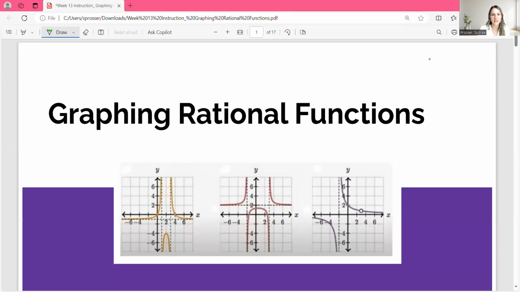Hey everyone, so this video is on graphing rational functions. This ties everything together that we've been learning: simplifying rational functions, finding asymptotes, finding x-intercepts, y-intercepts, making a table of plot points. Graphing rational functions ties everything together.